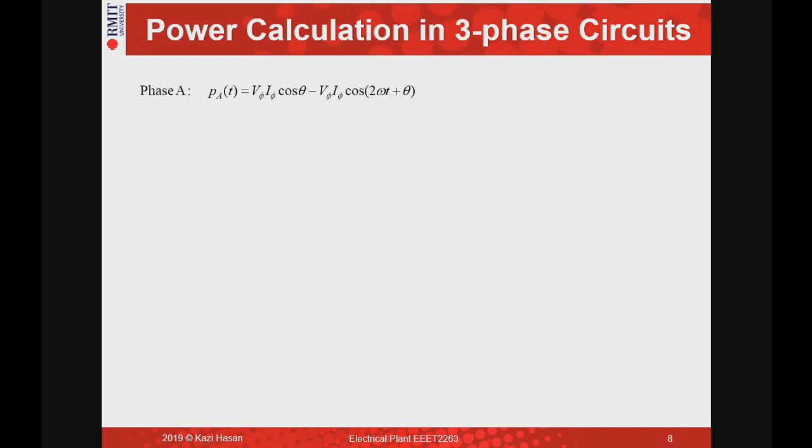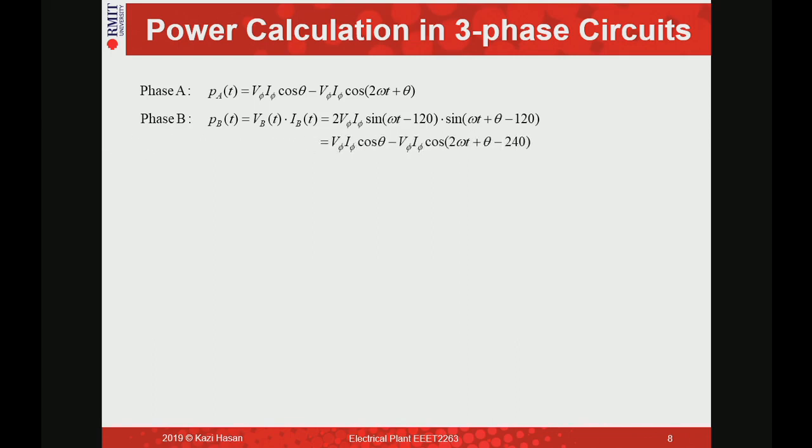Now phase A power is this one. So if you cannot copy this, don't worry, I will upload this slide in Canvas, and that will happen by the end of the day. So you will get these slides today. For phase B, similarly we calculate the power, and that gives us 2 V phi I phi sine omega t sine (omega t minus 120 degrees plus theta). For phase C, we calculate that again.